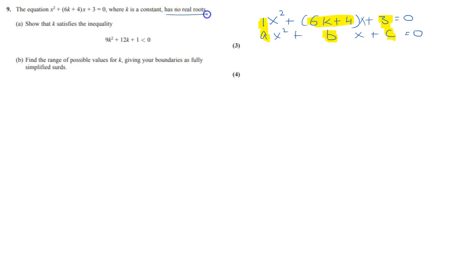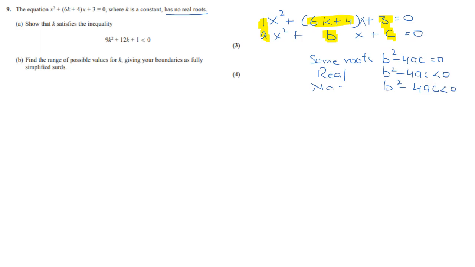Now it says has no real roots. There are three conditions for the root. Same roots is b square minus 4ac is equal to 0. Real roots b square minus 4ac is greater than 0. And if we say no real roots, the condition is b square minus 4ac less than 0.